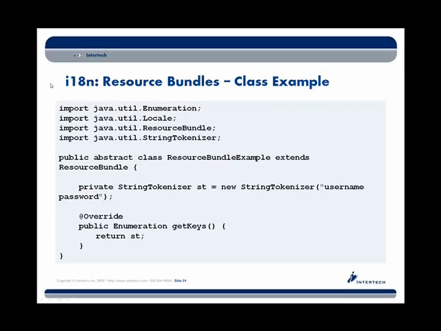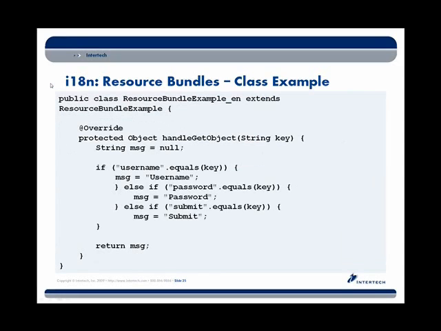In this case, I'm creating a string tokenizer with some keys, username, password. Then I override the getKeys method, which is expecting to return an enumeration object. In this case, I just return that string tokenizer. The resource bundles that I'll create that actually use the keys to look up a specific string will not be abstract, but this class will just define the keys for us.